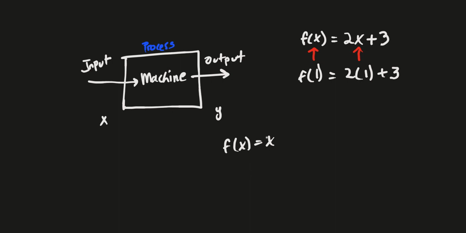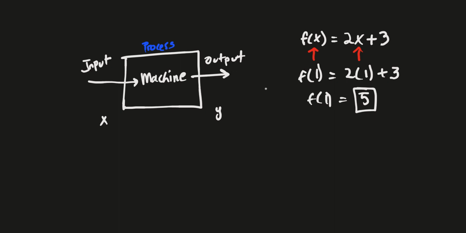This is not going to change our value in any way, so the output is going to be equal to the input in this case. The machine is really not doing anything. But in this case, the 1 is going to be changed. It's going to be multiplied by 2 and then added by 3. So f of 1 turns out equaling 2 plus 3, which is 5. So the output here ends up being 5.